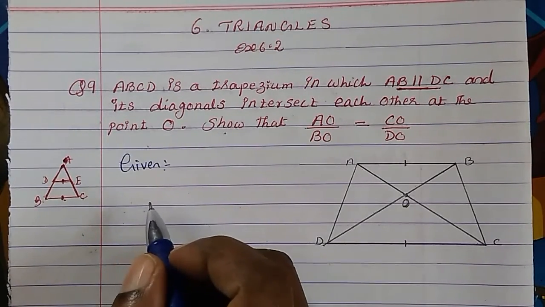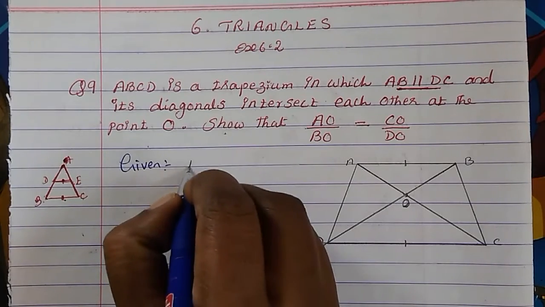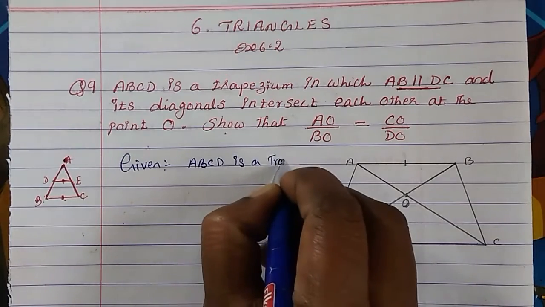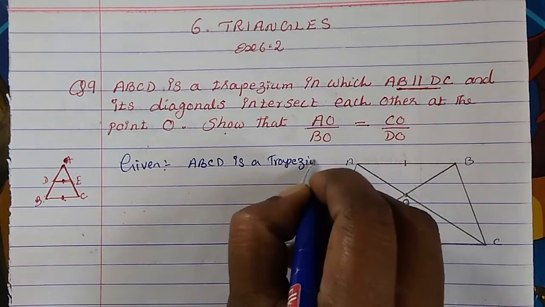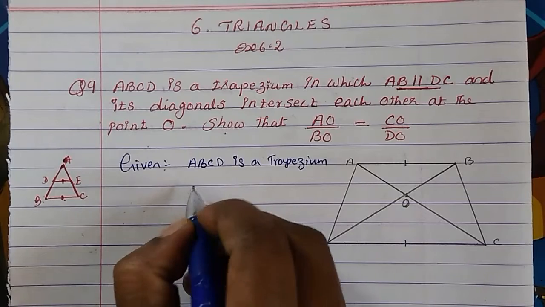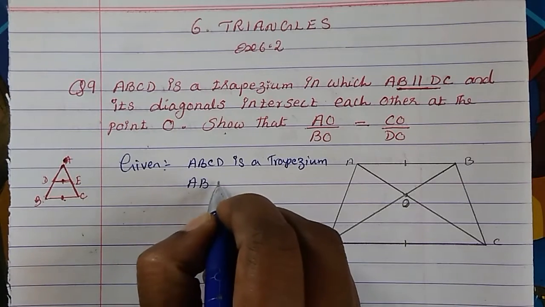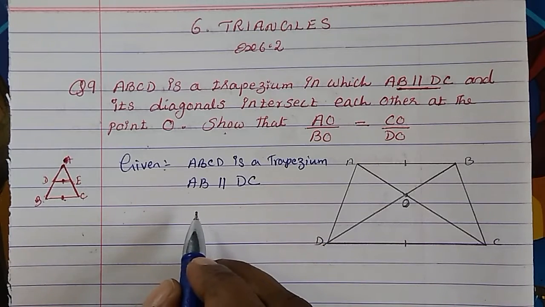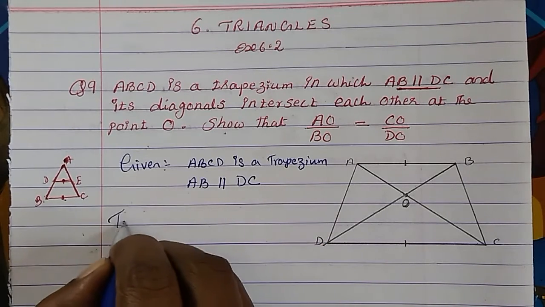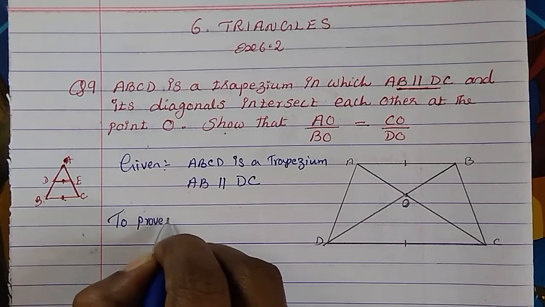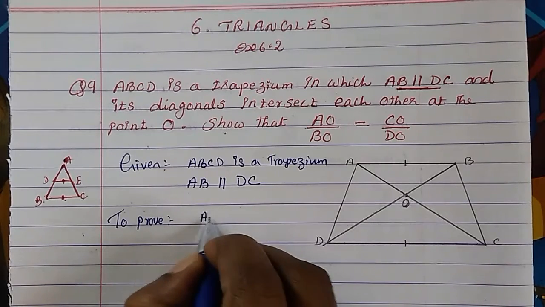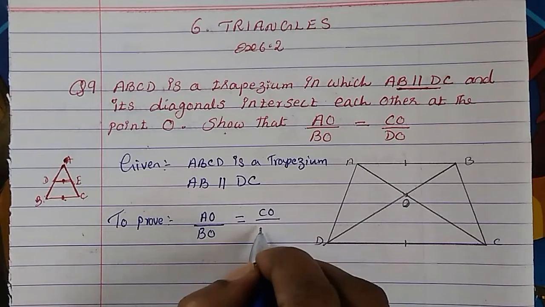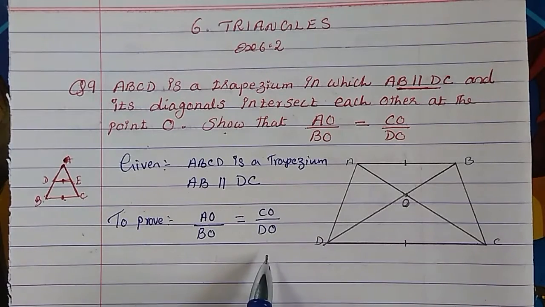Given to us is ABCD is a trapezium, and where AB is parallel to DC. So this is given to us. So what we have to prove? We have to prove that AO upon BO is equal to CO upon DO. We have to prove this.